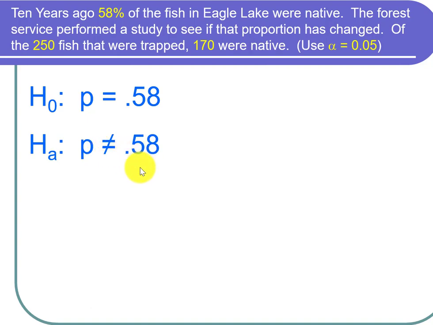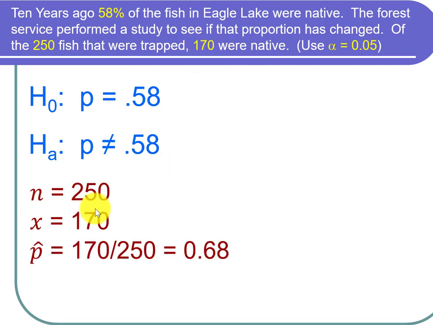Okay, next let's get our important numbers. We were told that they had 250 fish and that 170 were native. So N is 250, X is 170, P hat is 170 over 250, which is 0.68.